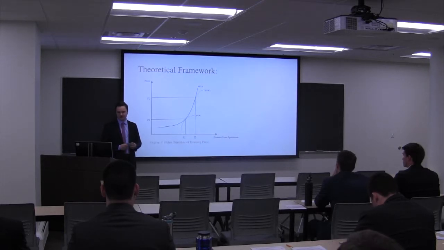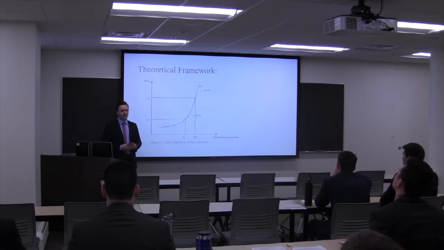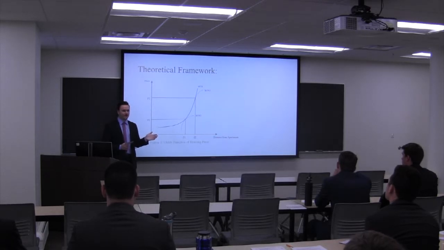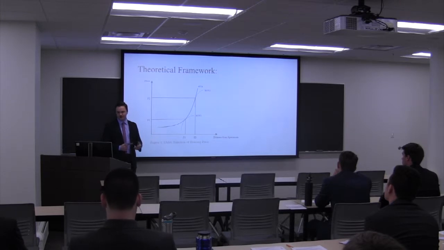Onto my theoretical framework. This model comes from Sherwin Rosen, 1974. And basically it's a utility function. Price is on the y-axis and distance from apartments is on the x-axis. Now, it's important to note that my data did not provide subsidized housing in the data set. So I had to substitute subsidized housing for apartment housing on the assumption that apartment housing has some form of subsidized housing in it.